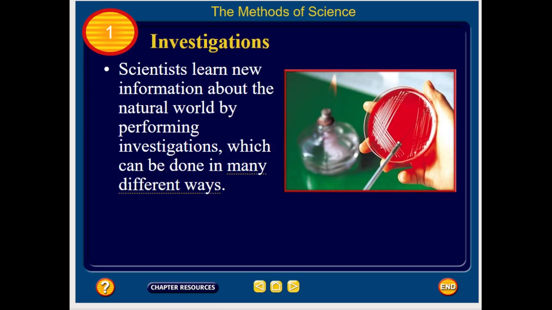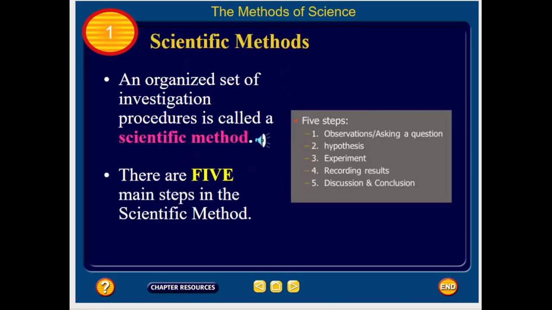Investigations. Scientists learn new information about the natural world by performing investigations, which can be done in many different ways. Scientific methods. An organized set of investigation procedures is called a scientific method. There are 5 main steps in the scientific method.